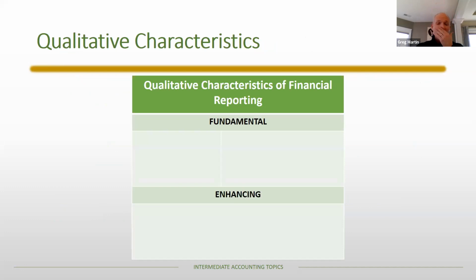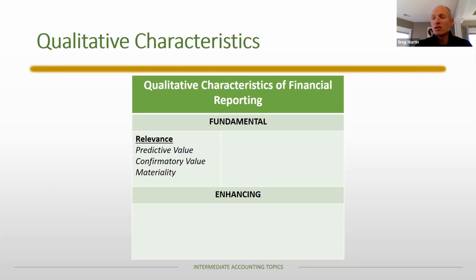Okay. So SFAC 8 also talks about the qualitative characteristics. The qualitative characteristics fall into two general categories. The fundamental qualitative characteristics, those are the most important, and those supersede any other qualitative characteristic. And then the enhancing characteristics are secondary, but also important. But the two fundamental qualitative characteristics, the first one is relevance. So relevance is the first fundamental qualitative characteristic. And relevance really has three aspects to it: predictive value, confirmatory value, and materiality.